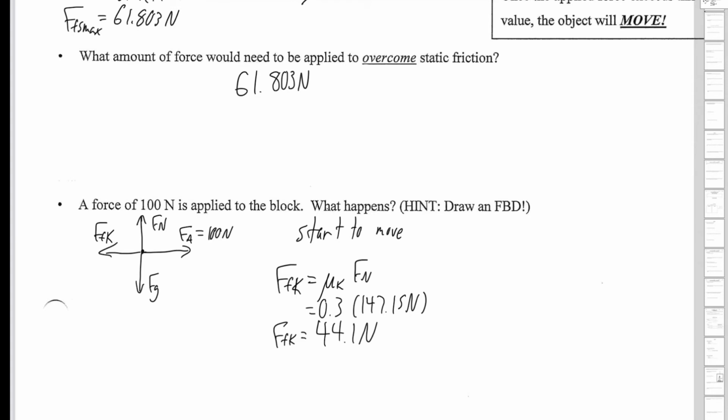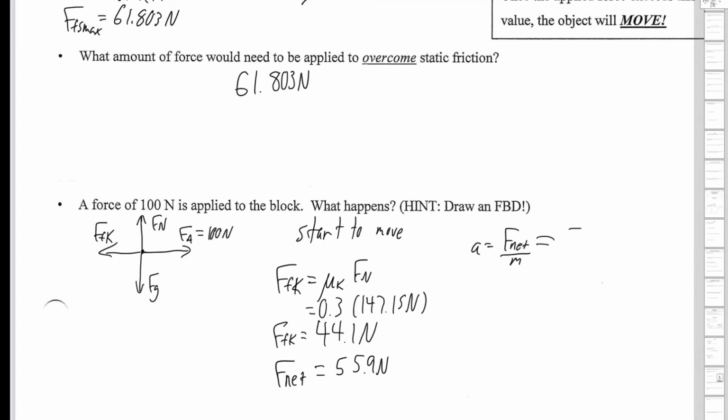So after it overcomes it, the friction kind of lays off a little bit. So we'll see from here, we'll get this net force if we subtract the two. That'll be equal to 55.9 newtons. And then from there, if we want to get our acceleration, we could do acceleration equals F net over m, plug in our values.